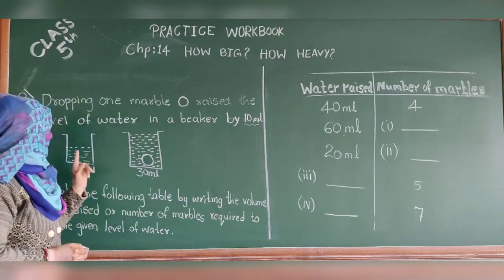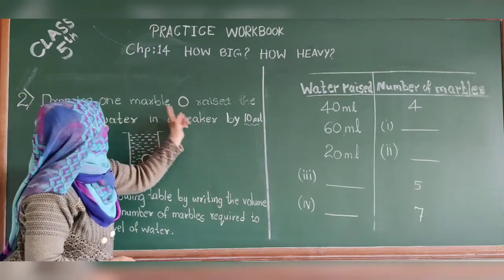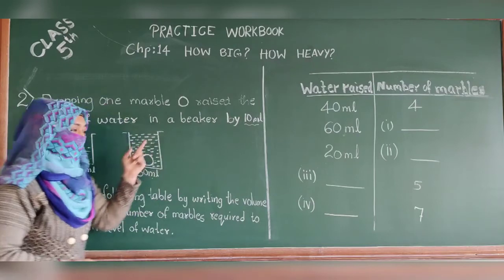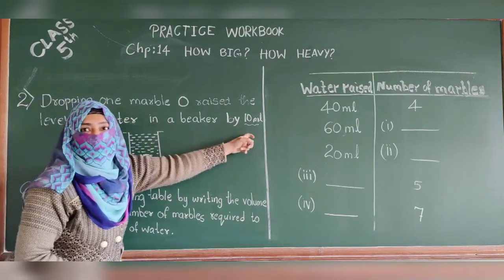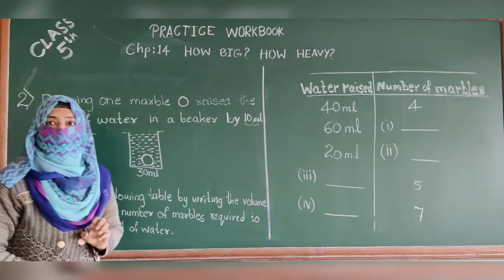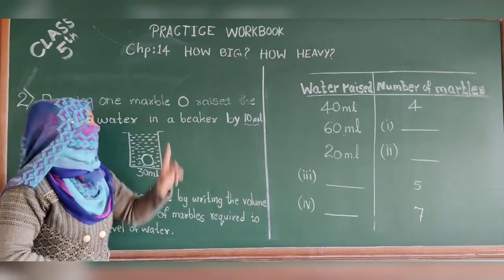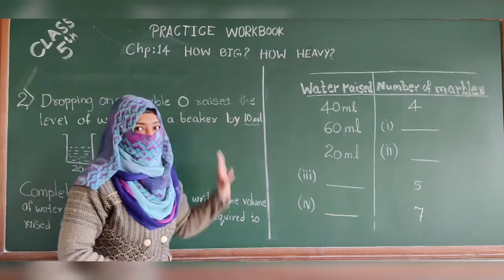I repeat, water was 20 ml. The volume of a marble is 10 ml. Water plus marble, 20 plus 10 will give you 30 ml of water. Understood? So, we have one marble of 10 ml from this question.